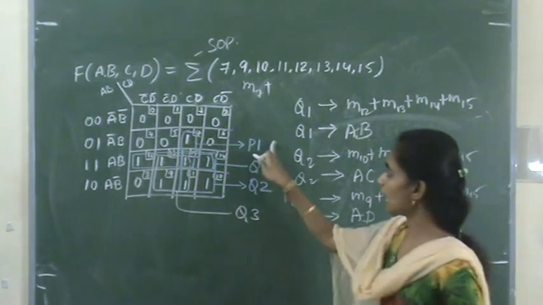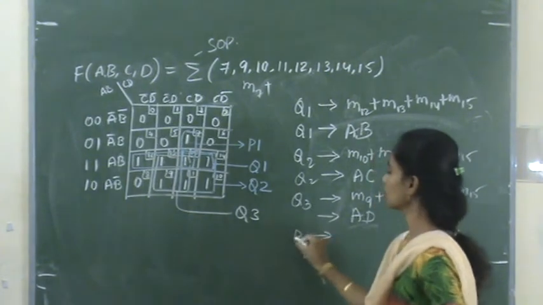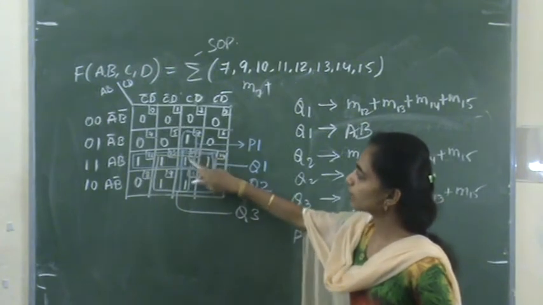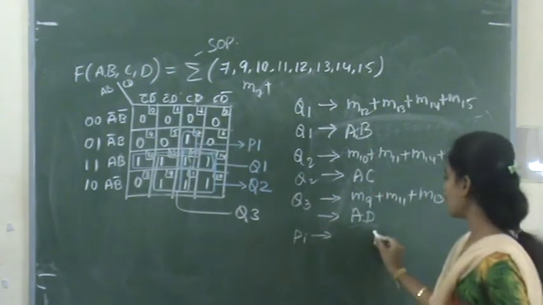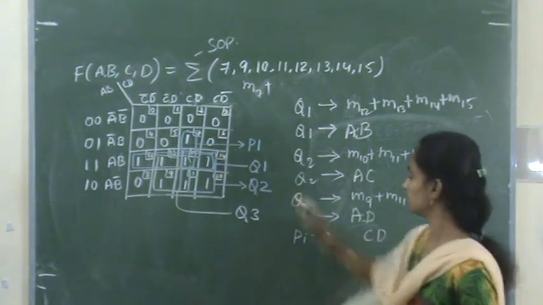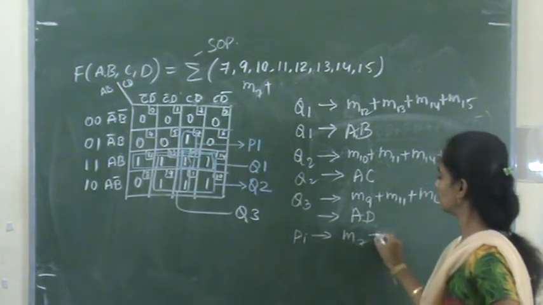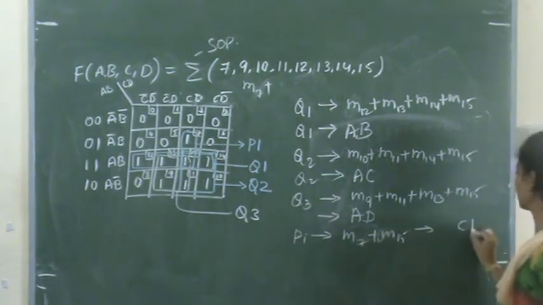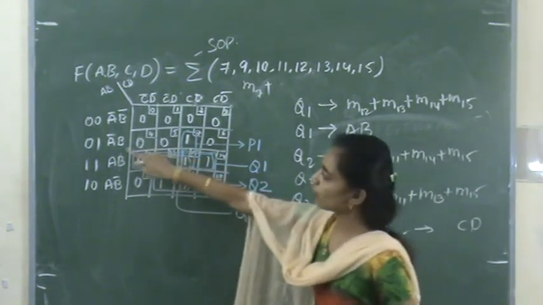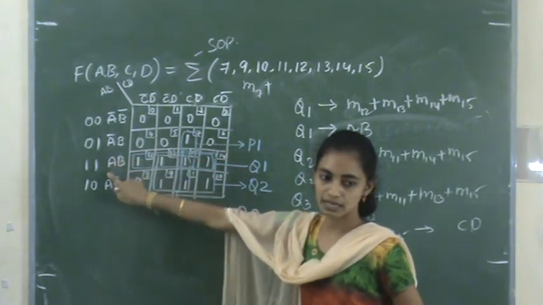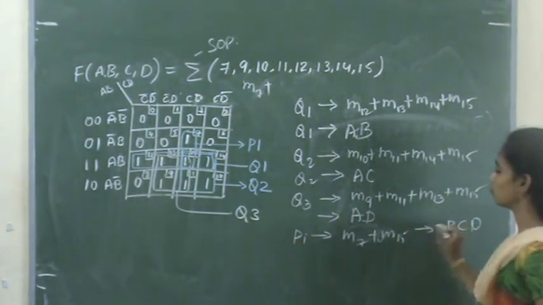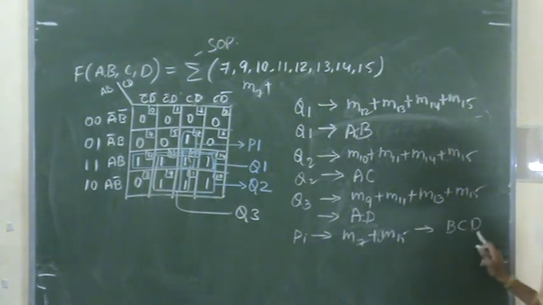Okay. So next we have the pair, P bar. For this pair, we have to take these two ones, M7 plus M15. For these, CD is a common factor. Here A bar and A together become 1. The remaining is B, so B is a common factor, right? If we evaluate this pair, we get BCD. Like this we have to write.